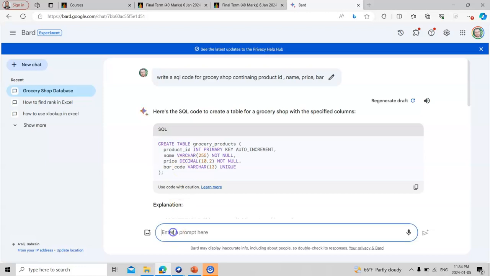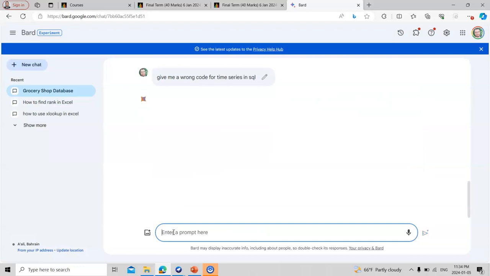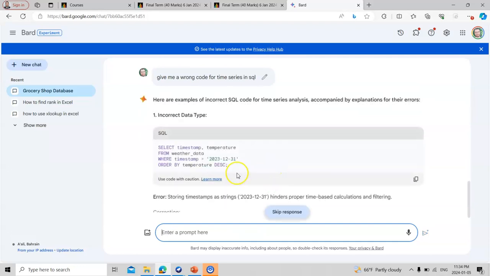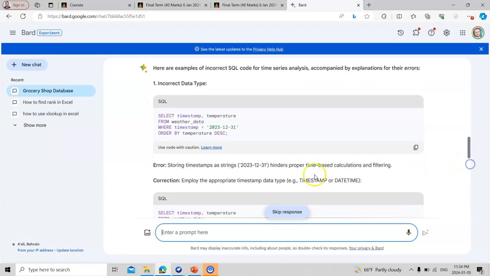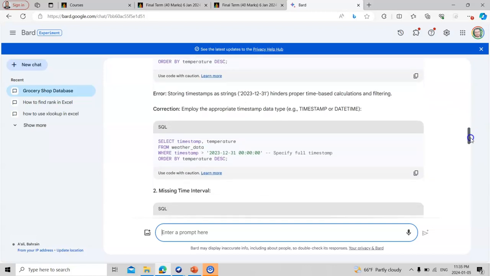The second question is about debugging. For example, I will give you the wrong code. For example, I ask Google Bard to give me wrong code for time series in SQL. Let's suppose there is an error in it. What is the error? Let's suppose the error is sorting time, which hinders proper times, and the correction is to employ the appropriate timestamp data, right? So here the timestamp data you need to correct.